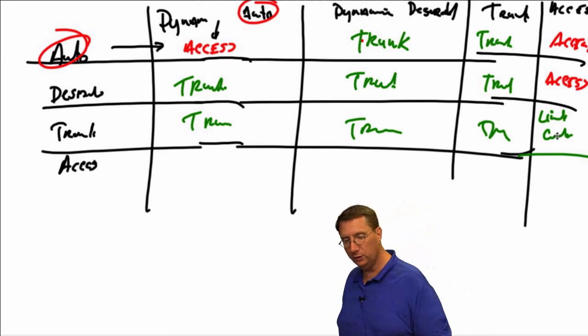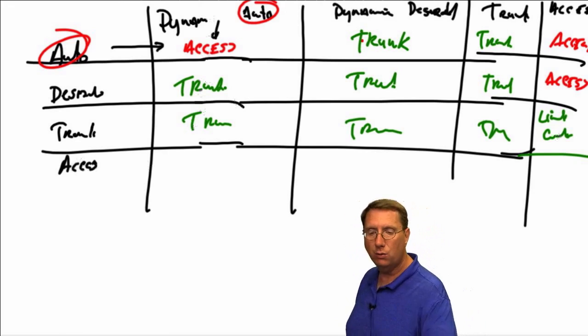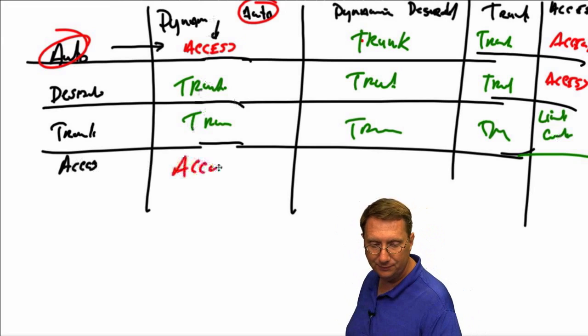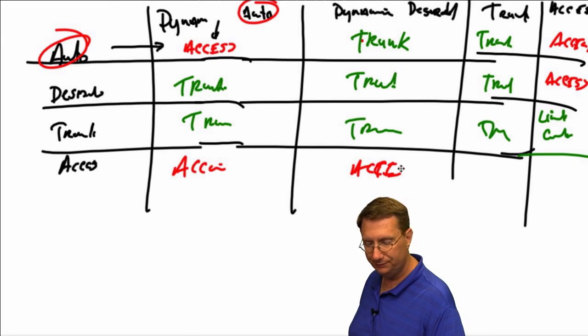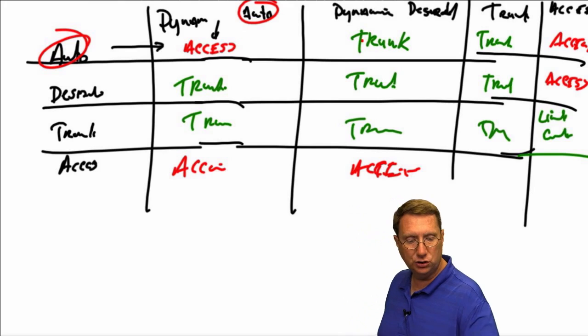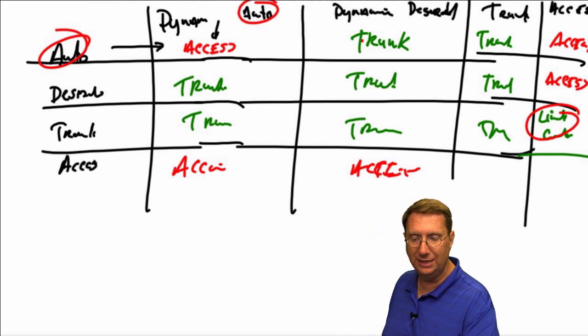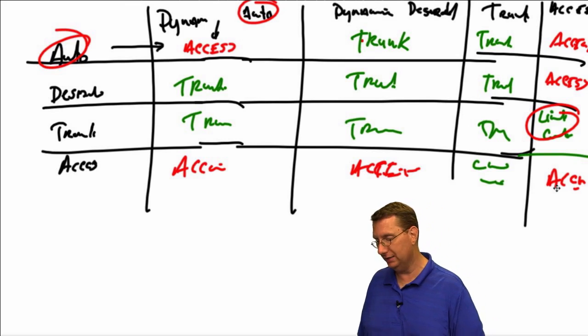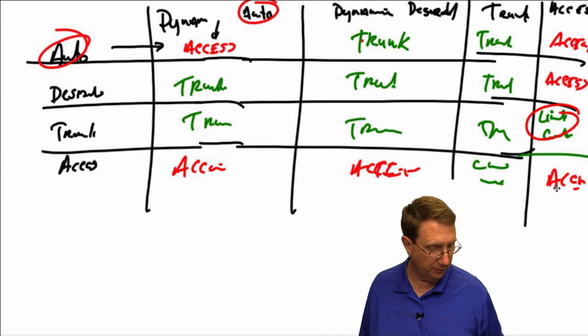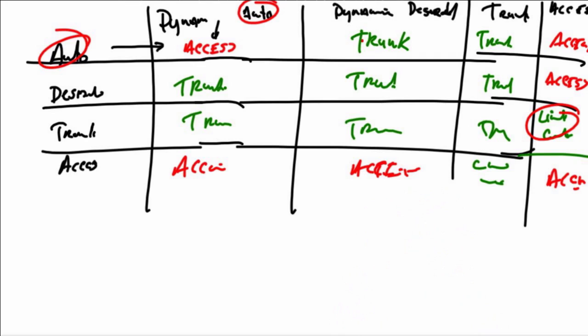Also, when we look at the idea of access to dynamic, we're going to have access. Access to dynamic desirable is going to be access. Access to trunk is going to be the same here, so it's going to be limited connectivity. And lastly, we're going to have access if it's access on both sides. So bearing in mind, these are going to be the values that we need to keep track of in order to determine what's happening.